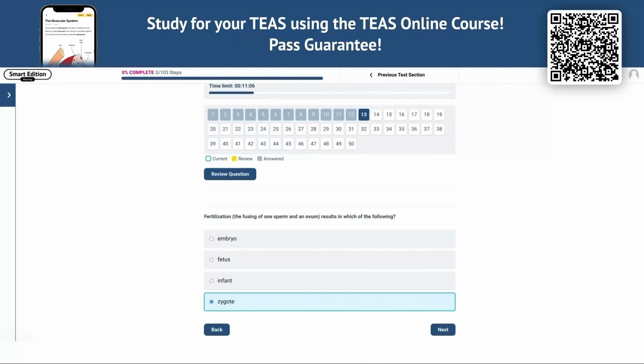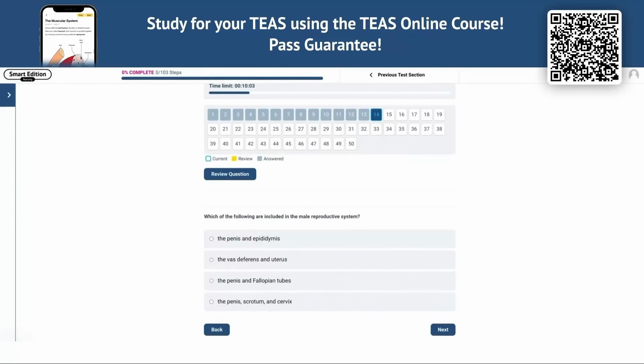It is basically the very first stage after fertilization. So an embryo, a fetus, and an infant will all happen after that. After the zygote is formed, they're basically just later stages of development.